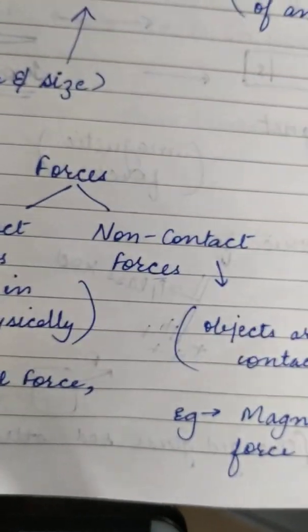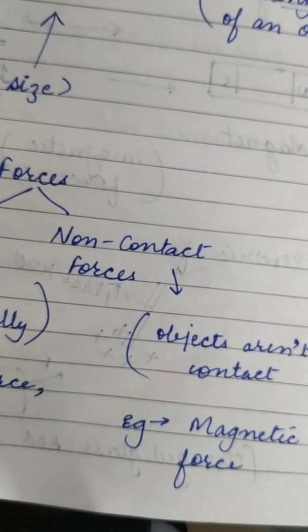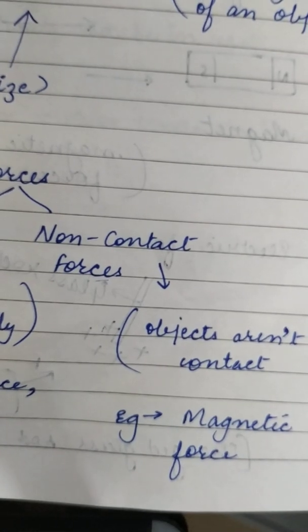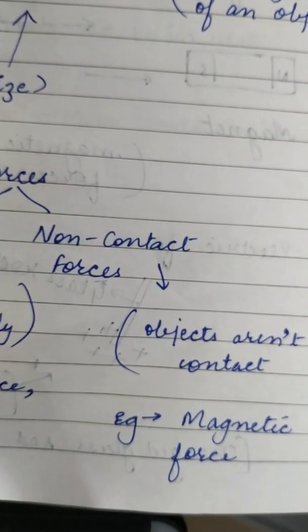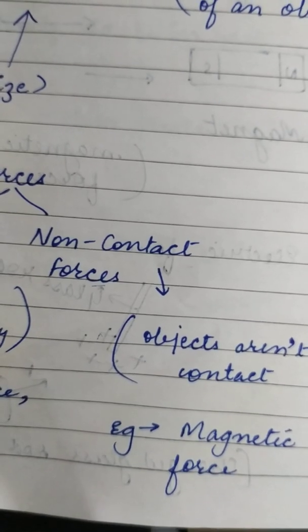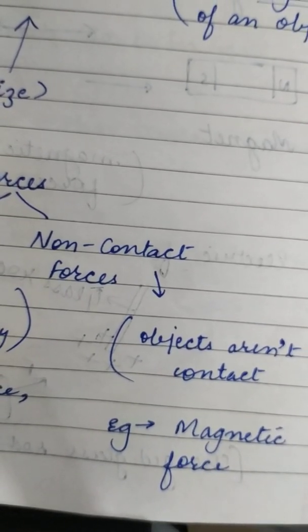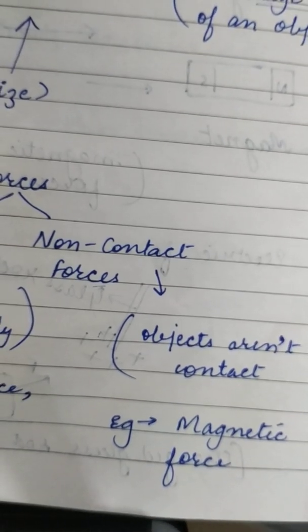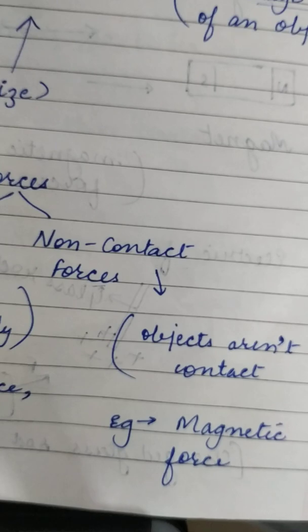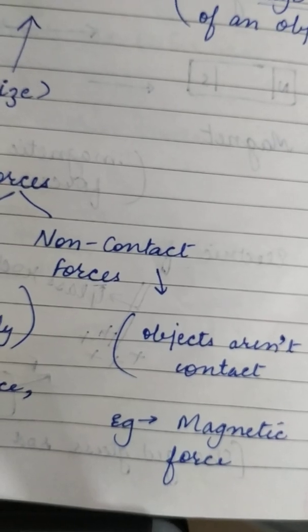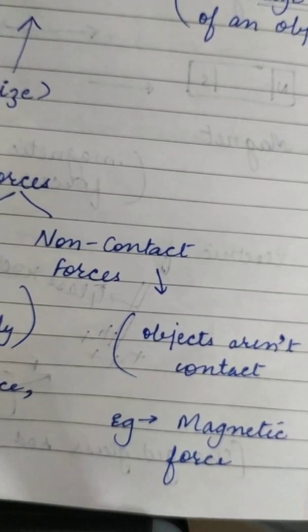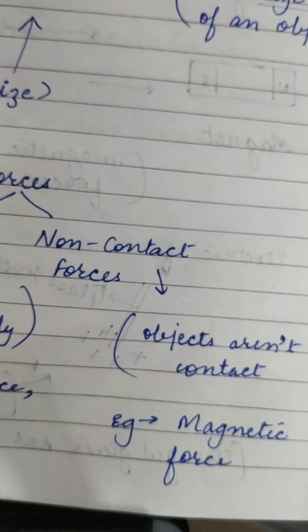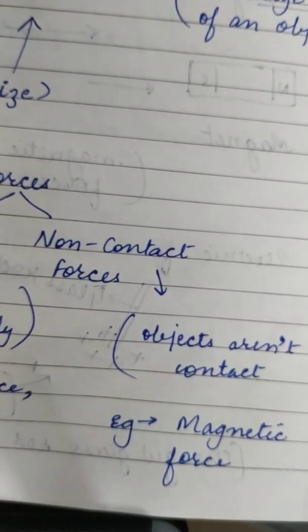Similarly, we have the non-contact forces. For non-contact forces, the objects don't need to be in contact. For example, the magnetic force. In magnetic force, the magnet and the magnetic material, that can be an iron nail, can be at quite a good distance from each other. Still, the magnet will attract the iron nail as long as it is in the magnetic field. So it does not have to be in direct contact with the magnet. The iron nail will be attracted from quite a good distance. So we classify magnetic force as a non-contact force.